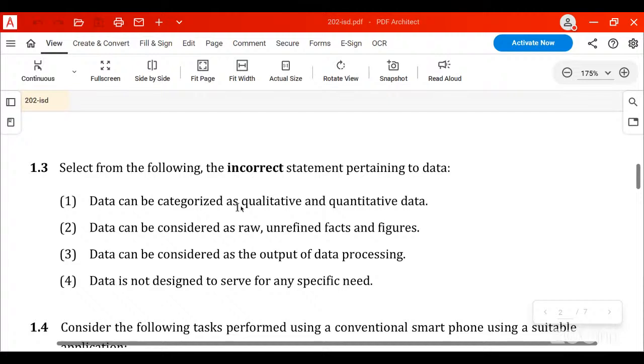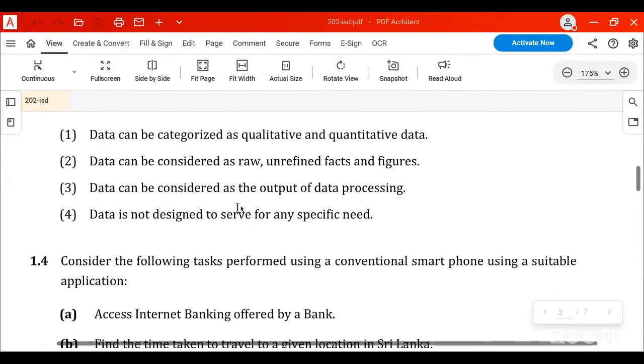Just as generated. Data can be considered as the output of data processing. No, it is information that we can consider as the output of data processing. That is the incorrect statement, so answer 3 is the correct answer. The incorrect statement is 3. Data is not designed to serve any specific need. Yes, data is generated as a result of day-to-day transactions.